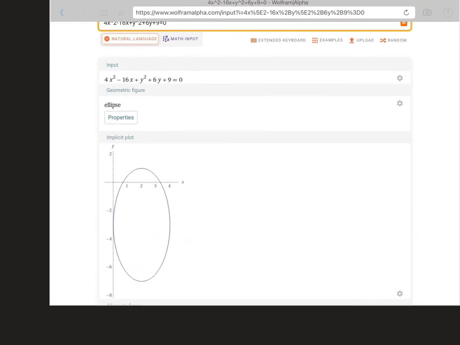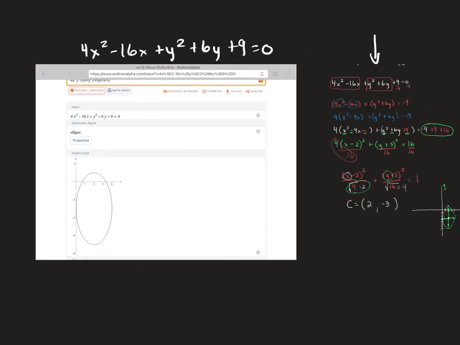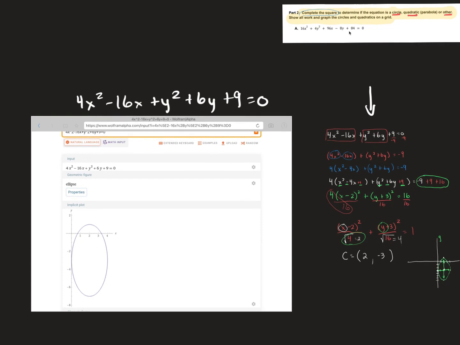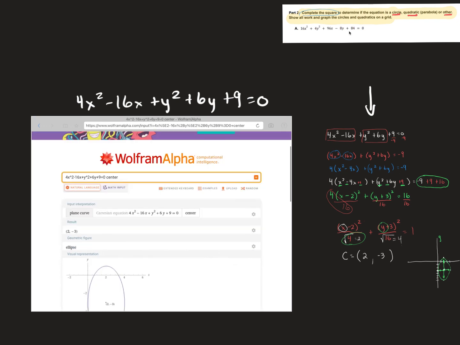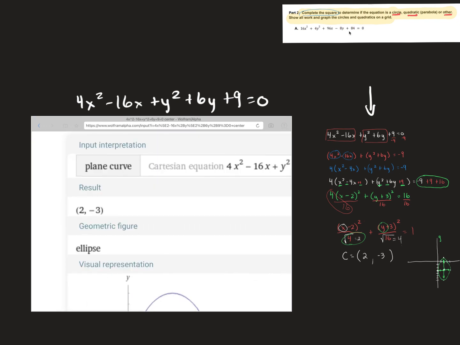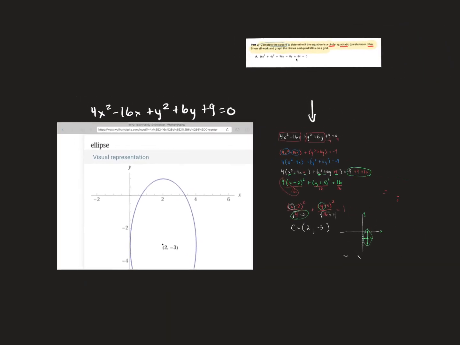You can see it's over in the bottom right quadrant. This one's over in the bottom right quadrant. You can even put in information like this in Wolfram Alpha. Watch. I'm going to say, I want to know what the center is. And we said the center was 2, -3. And look, Wolfram Alpha also says 2, -3. So if the graph basically looks identical in Wolfram Alpha to what you got with the same center, you can have confidence you did it right.